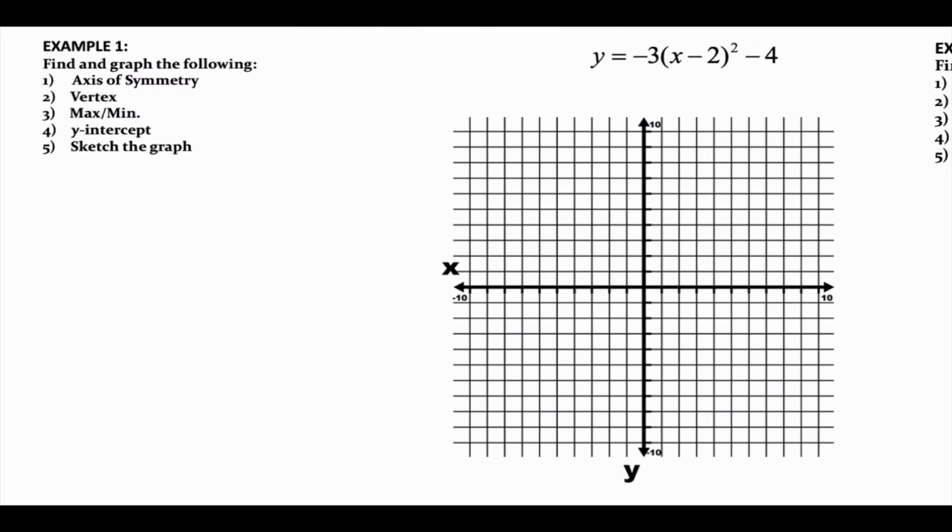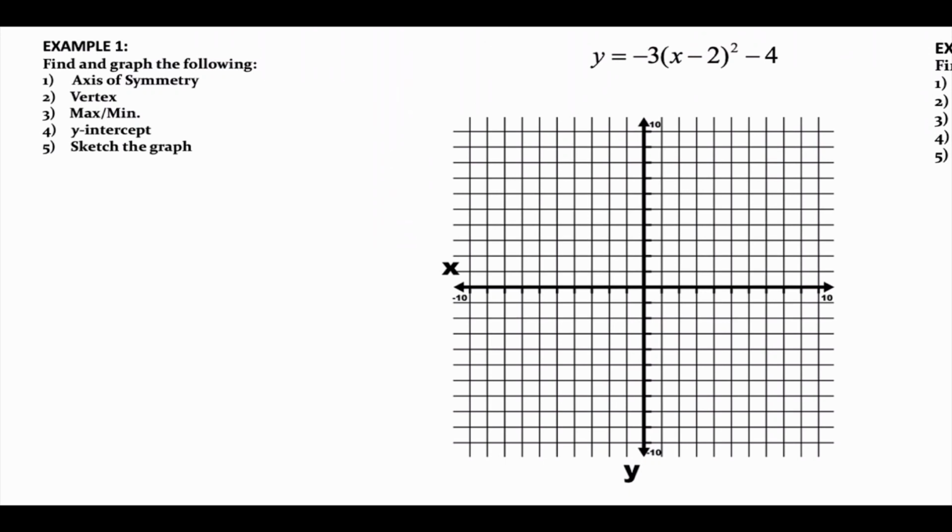On the quiz next week, I'm going to ask you to do these things. I'm going to say, give me the axis of symmetry, give me the vertex, give me the maximum or minimum, give me the y-intercept. I might have you graph, I might not have you graph, I'm not sure yet, but those are the things I'm going to have you do. So that's why we're doing it in the notes, okay?